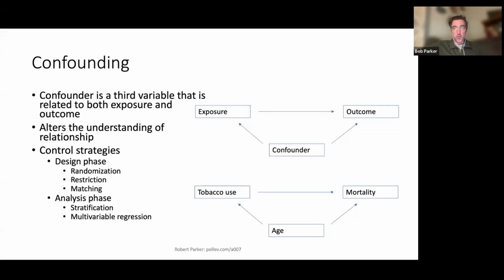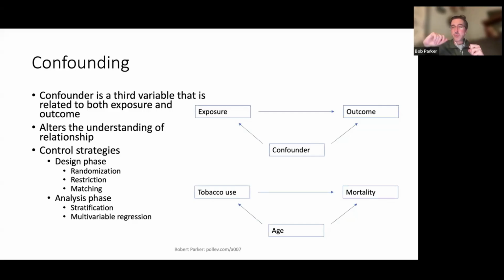So there are ways to control for confounding in the design phase. That's one of the beauties of randomization, where we take two similar people and randomly select an intervention and see what happens with their outcome. So that helps to limit confounding factors. We can also restrict, for example, in the tobacco use and mortality, we could only look at those who are older than 65. Only look at the elderly and see tobacco use versus mortality.